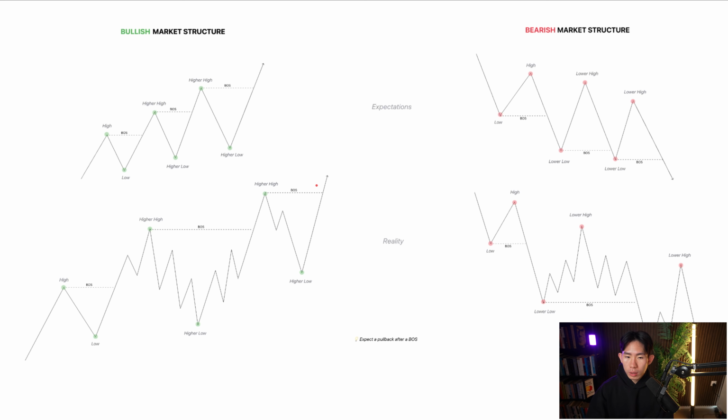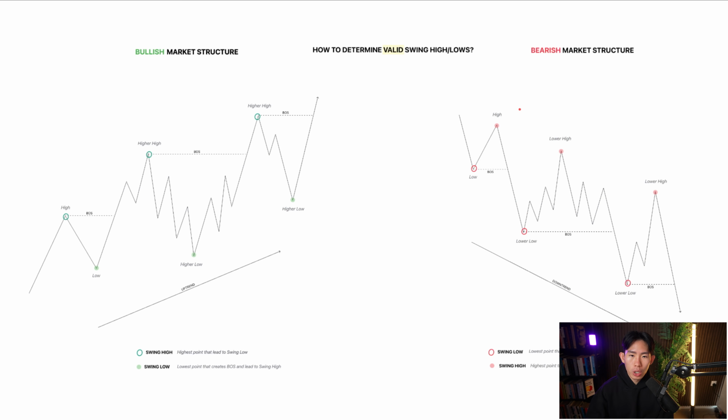So that's what the bullish and the bearish market structure looks like. Let's talk about swing highs and swing lows. How do you actually identify valid swing highs and swing lows? In an uptrend, your swing high is basically the highest point that led to the swing low, that caused the pullback to start. The swing low is the lowest point that creates the break of structure and leads to the swing high.